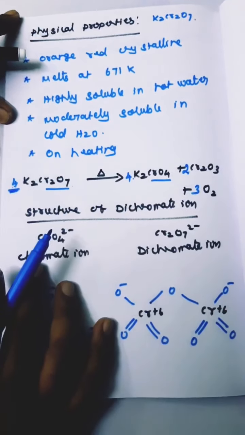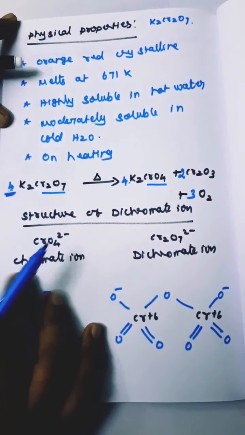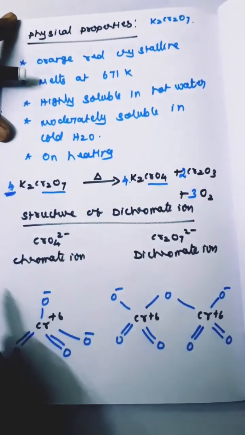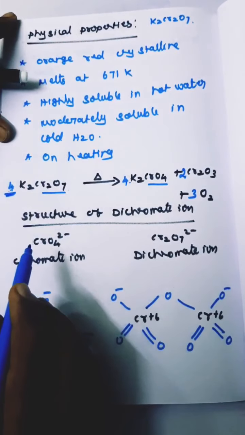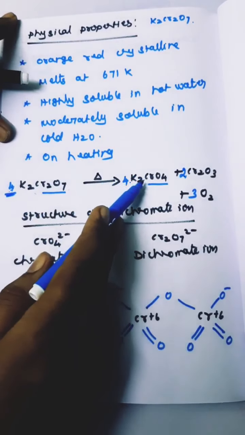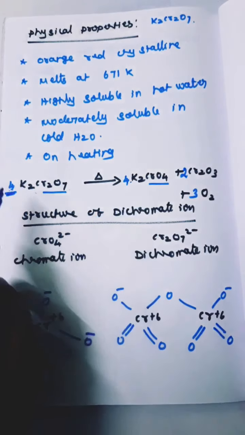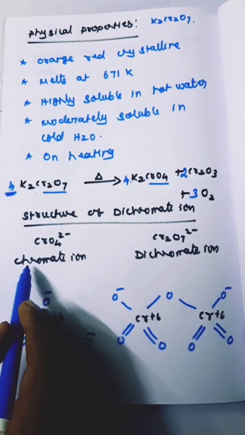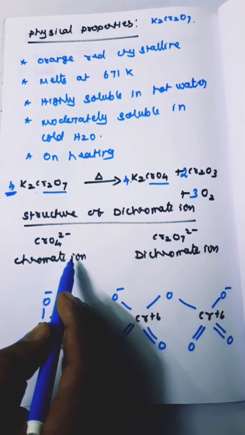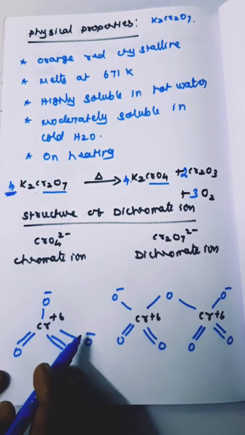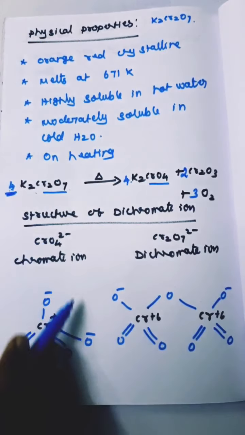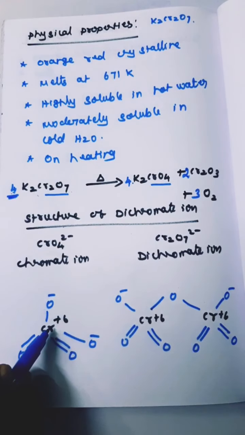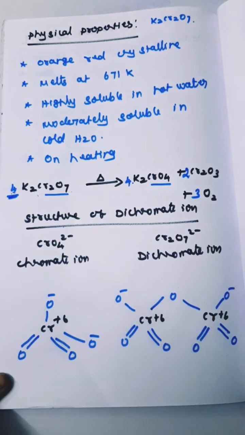So these are some of the physical properties of potassium dichromate. What about the structure of potassium dichromate? When potassium dichromate and potassium chromate dissolve in water, they split up into ions. This one is a chromate ion, that is CrO4 2 minus. This is the structure. Here the chromium is in the +6 oxidation state.